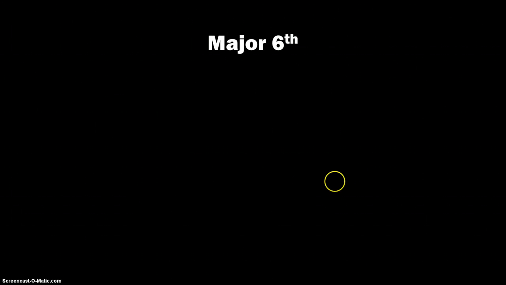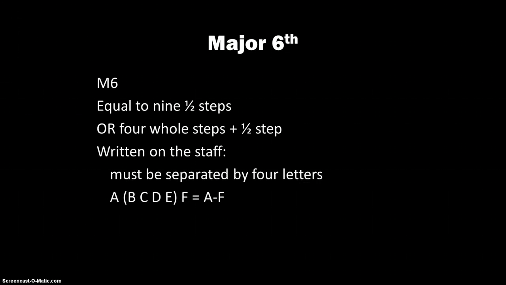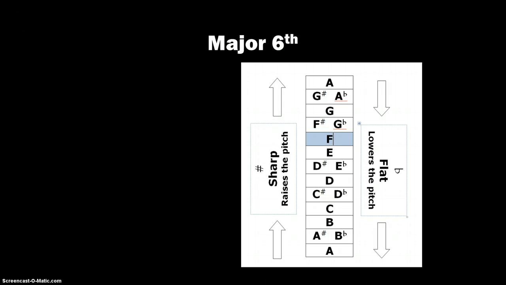A major sixth, I'm sorry, I cannot say sixths today. A major sixth is going to be 9 half steps, so 1 half step larger than the minor sixth. This is equal to 4 whole steps plus a half step, written on the staff, again, separated by 4 letters. Here's an example starting on F, and we're going to run out of space, so here's how you work that. Start on F. 1, 2, 3, 4. We get up to A.